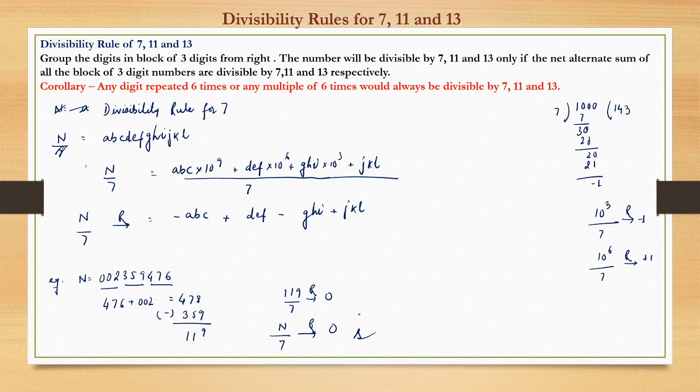We take the alternate sum starting from the right, the sum of three digits at a time, and then take the alternate sum and subtract the other to get the final remainder. If that is divisible by 7, then the whole number will be divisible by 7. This is one concept. Now see another thing.